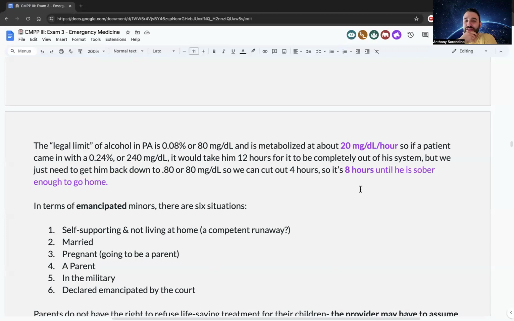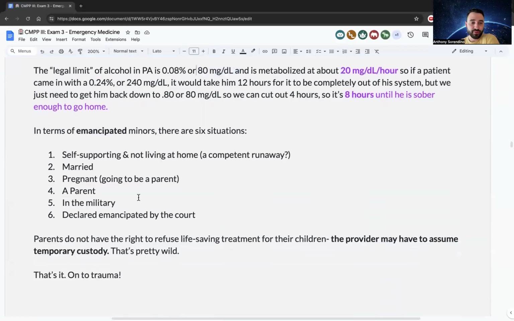And then they're able to be discharged. So that could be just like a pretty easy math problem that they could ask. So just remember 20 milligrams per deciliter per hour, and then just kind of subtract from there to see when you can send this person home, but get them to 80, not to zero.